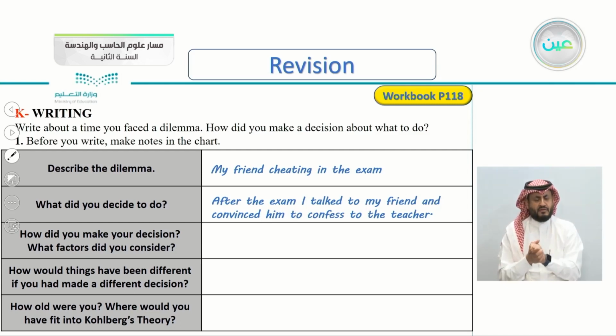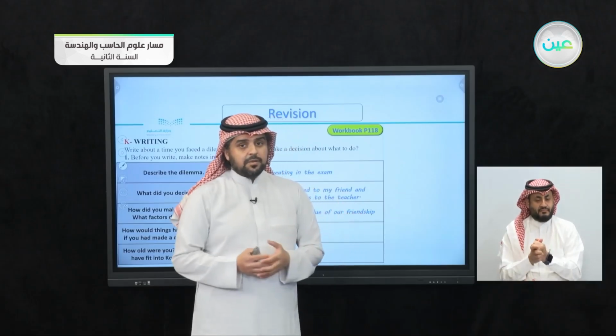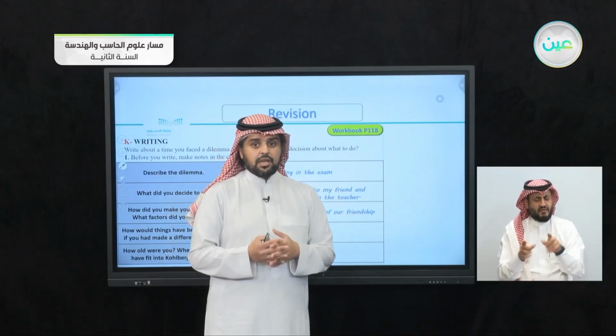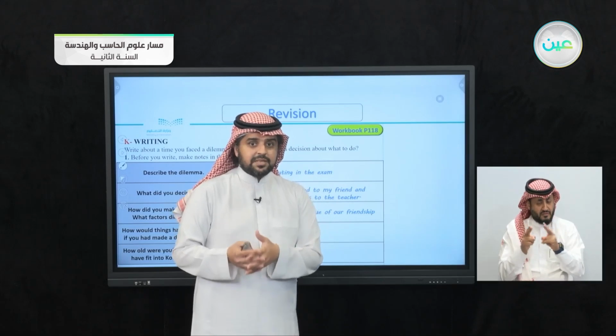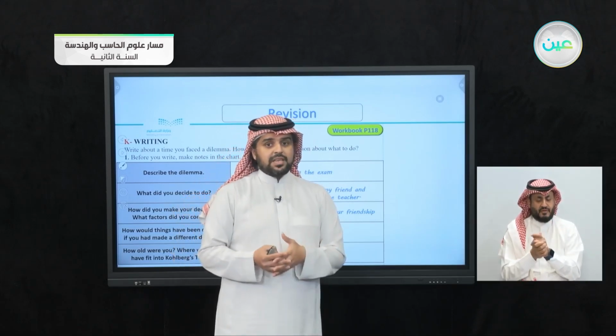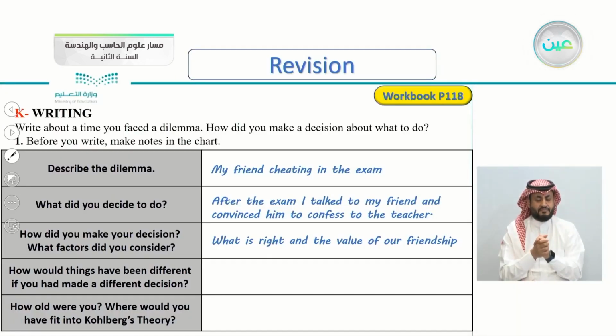How did you make your decision? What factors did you consider? Of course, the factors are what is right and the value of our friendship. Because if I told on him during the exam, maybe my friendship with my friend would be over. So what is right is that I convince him to confess to the teacher, which is better than blowing the whistle on him, especially since it was his first time. So what is right and the value of our friendship are the factors.